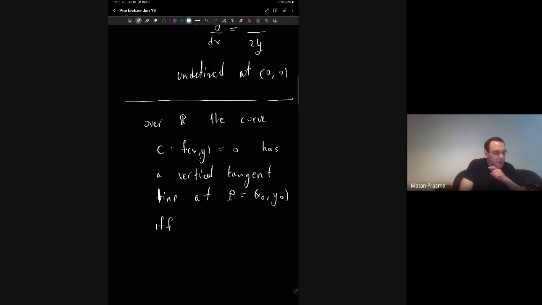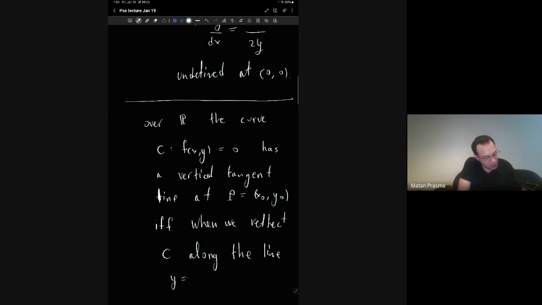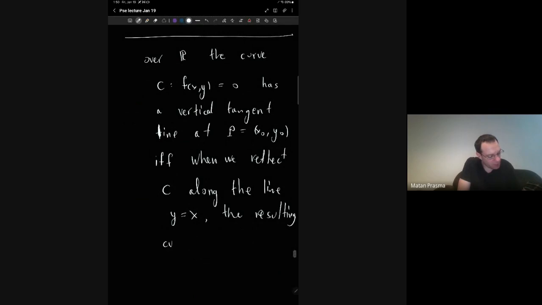if and only if when we reflect C along the line y equals x, the resulting curve has a tangent line with slope 0 at the reflected point p bar.